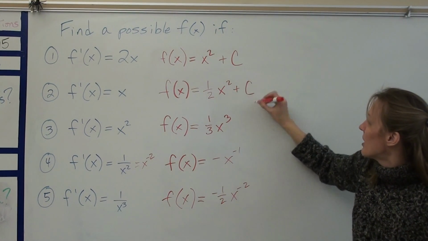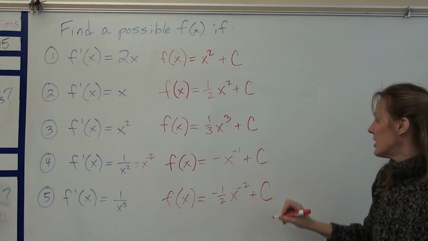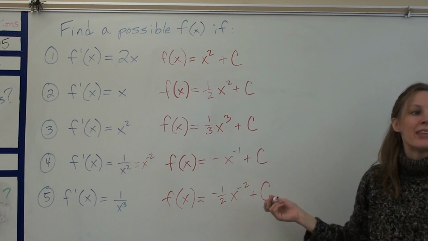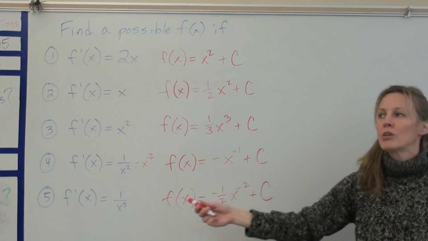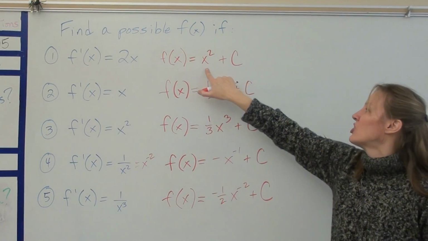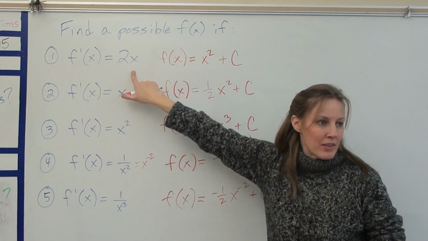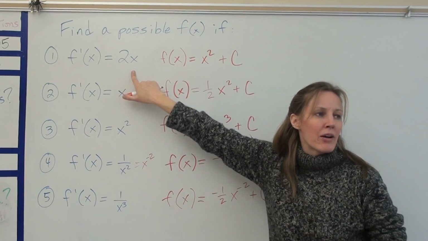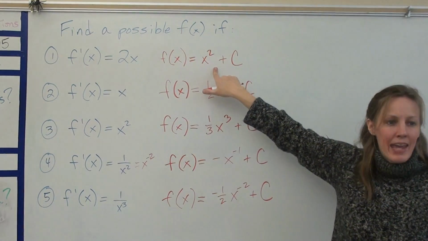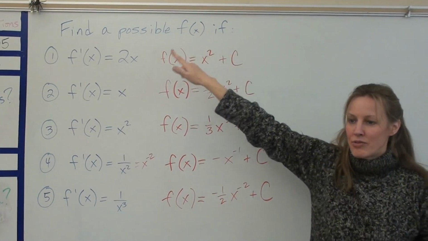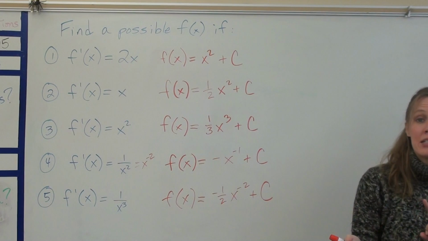Now, if we put our plus c for all of these answers, they are called the antiderivatives of these functions. So if I start with x squared, the derivative of x squared would be 2x. If I go backwards and start with 2x, then x squared plus c is the antiderivative of 2x. So it's the opposite, and the process is also the opposite.